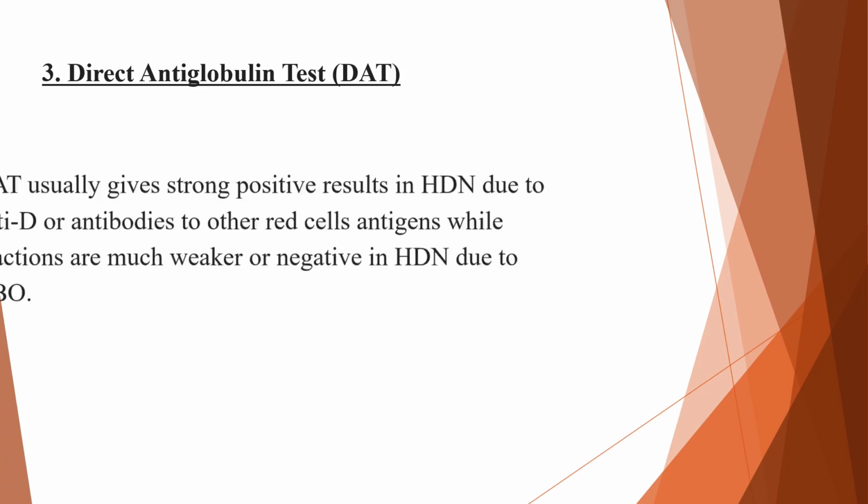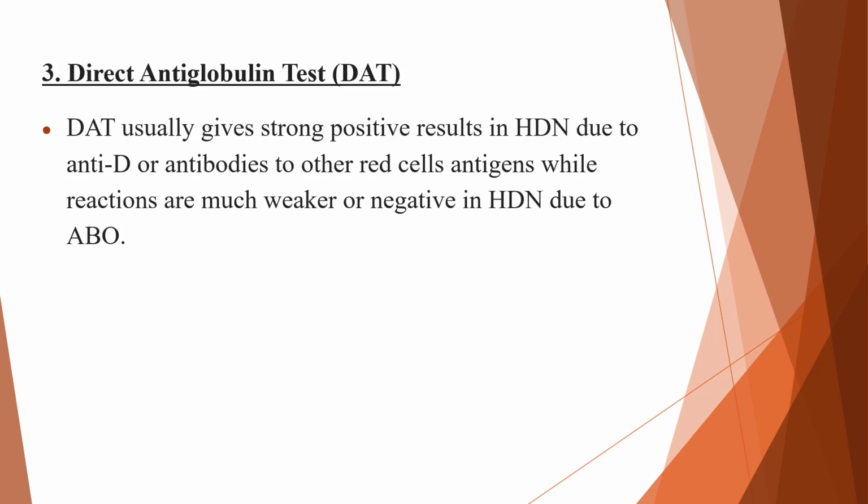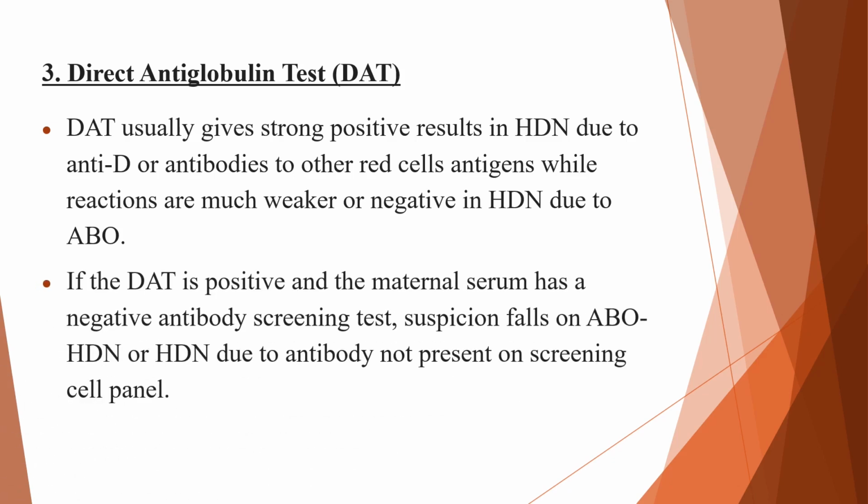3. Direct antiglobulin test. DAT usually gives strong positive results in HDN due to anti-D or antibodies to other red cell antigens, while reactions are much weaker or negative in HDN due to ABO. If the DAT is positive and the maternal serum has a negative antibody screening test, suspicion falls on ABO-HDN or HDN due to an antibody not present on the screening cell panel.